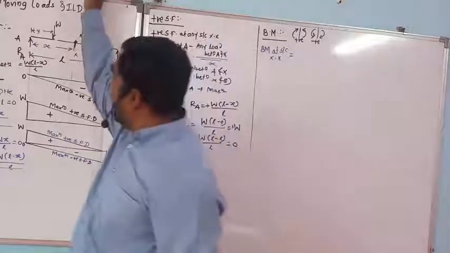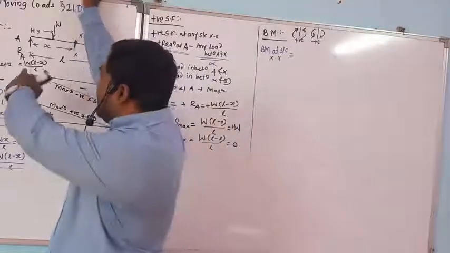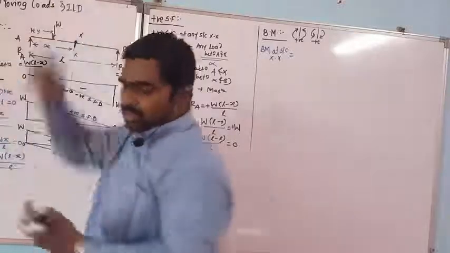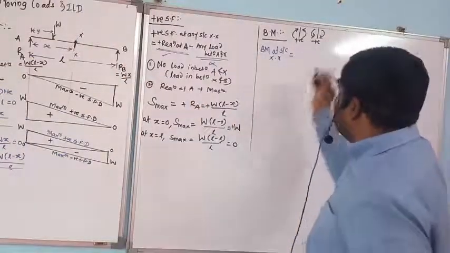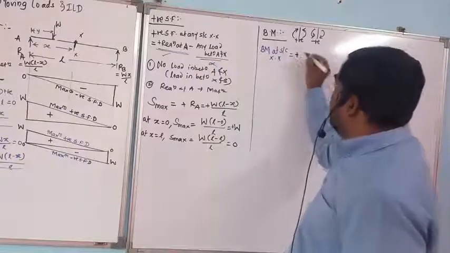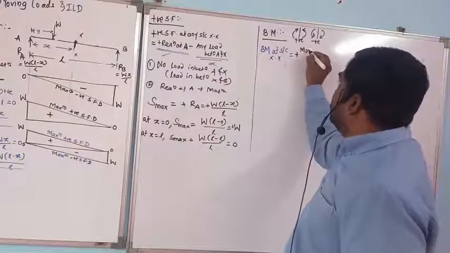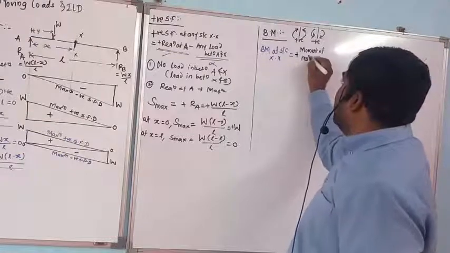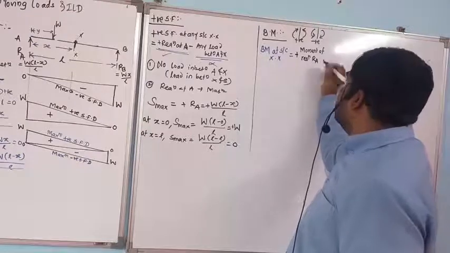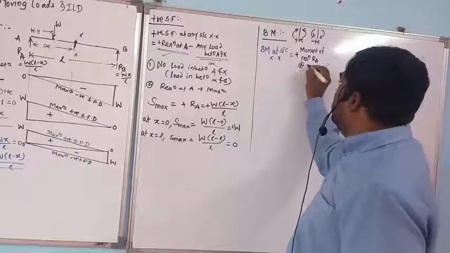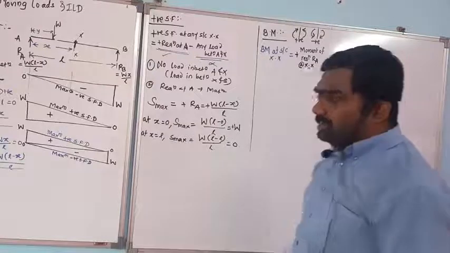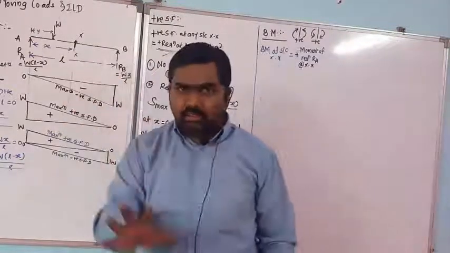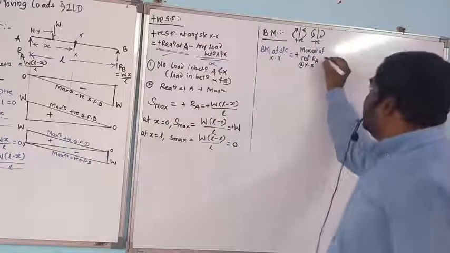So here I will put my hand over section xx. RA is creating moment about x in the sagging sense, so that's why here I will take it as positive. So I will write down here the moment of reaction RA about section XX, and that is RA into x. Okay, this one we know.